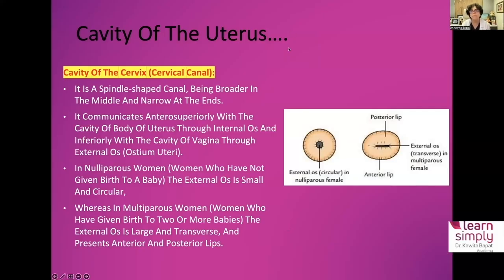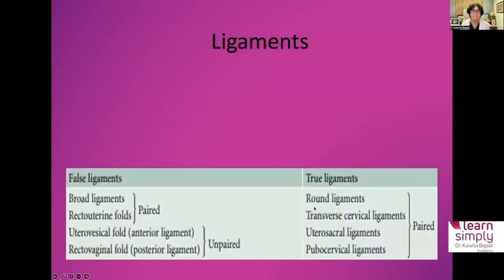Why I am talking about this is very, very important. The reason being, when we do surgeries on the nulliparous uterus, and when we do surgeries on the multiparous uterus, or gravida 2, para 2, para 3, the external os and anterior lip are very, very important to know. Now the important points.